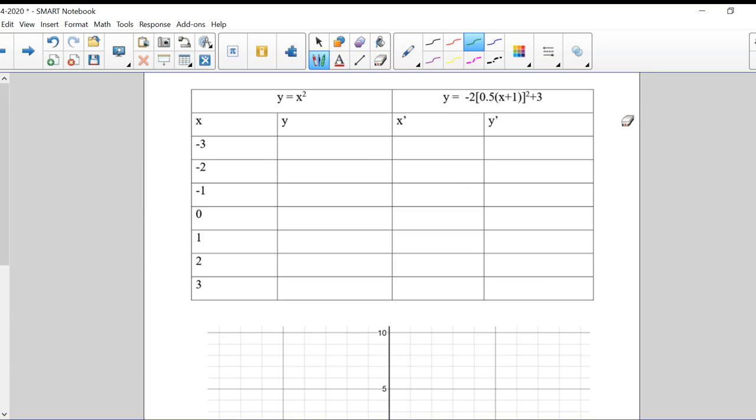Well, before we transform, let's just put the typical values that we get from a y equals x squared table of values. So I would assume you'd know this: -3 should give me +9, -2 should give me 4, -1 should give me 1, 0, 1, 4, and 9. So that's before the transformation. I haven't done any transformations yet, right? That's just my original y equals x squared line.